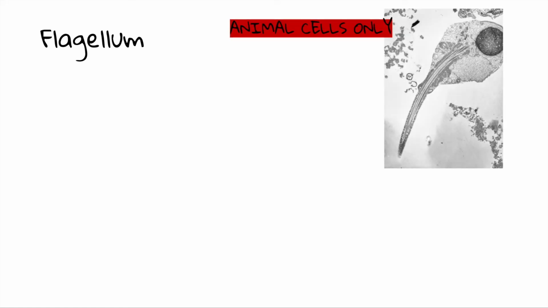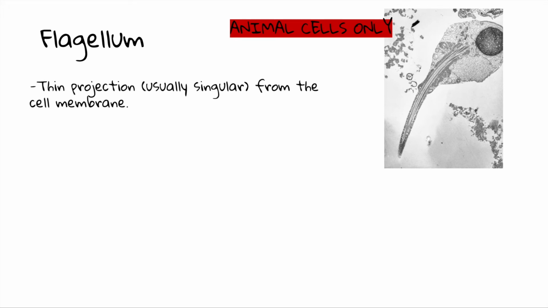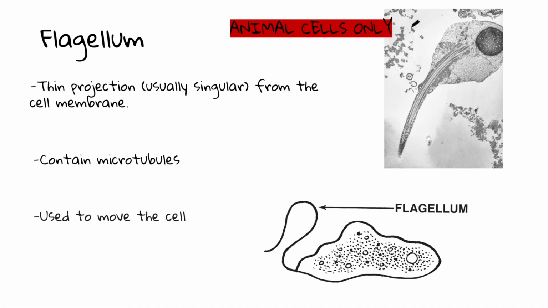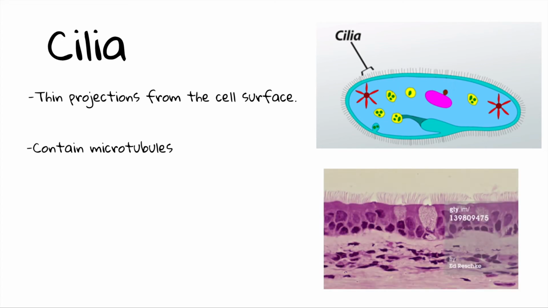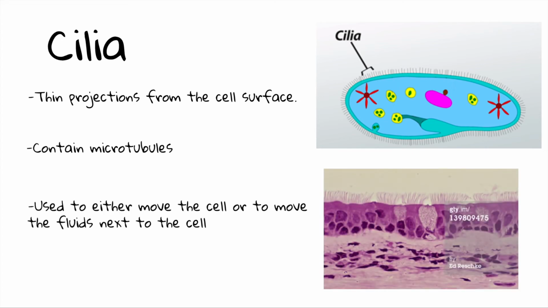The flagellum. It is only found in animal cells, and it is a thin projection, which is usually singular, which comes from the cell membrane. It contains microtubules, and its function is to move the cell around. The cilia. So these are thin projections from the cell surface. It contains microtubules, just like the flagellum, and it's used to move the cell or move fluids next to the cell. And once again, it's only found in animals.